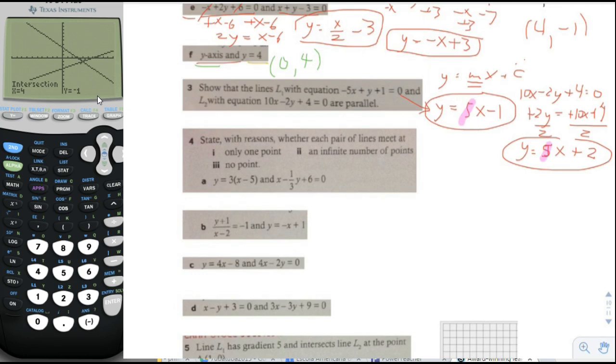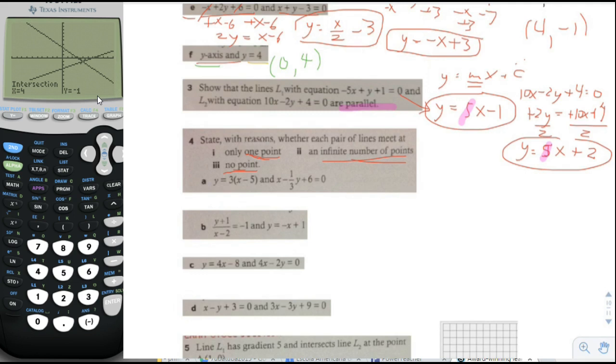Okay, number 4. State with reasons whether each pair of lines meet at only one point, infinite number of points, and no point. Okay, so normally, most of the time when you have two random lines, they're going to meet at one point because they're probably not parallel and they're going to run into each other at some point. So that would be the first case. The only time two lines are not going to run into each other is if they're parallel, and then they'll have no common points. If lines are collinear, which means they're right on top of each other, then they're going to meet at infinite number of points, and actually they are the same line.